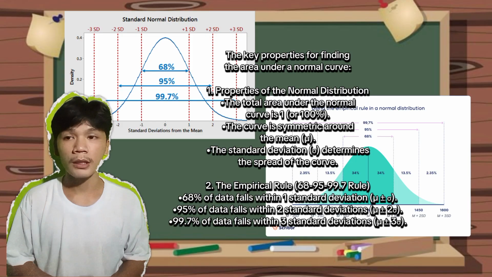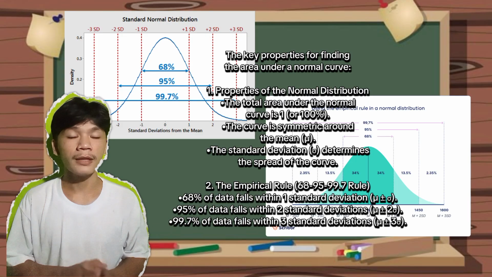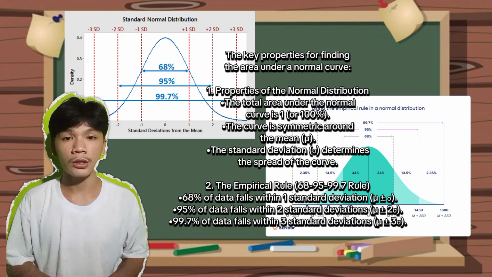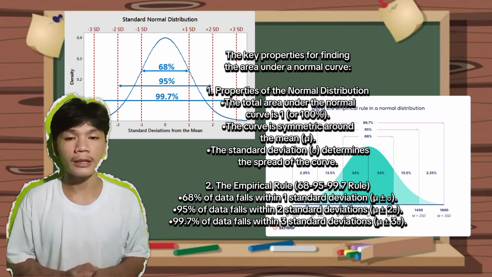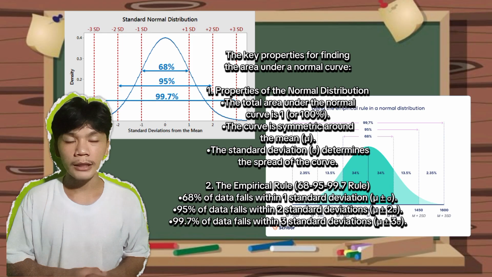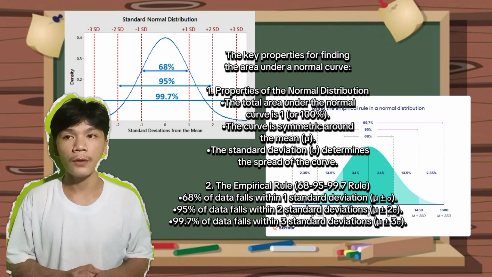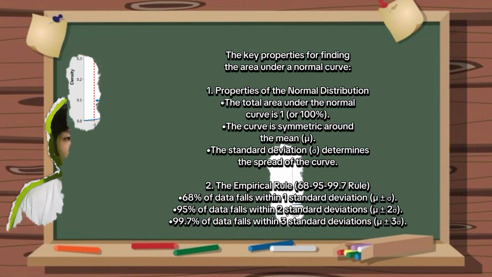Second is the empirical rule. 68% of data falls within one standard deviation. 95% of data falls within two standard deviations. And 99.7% of data falls within 3 standard deviations.